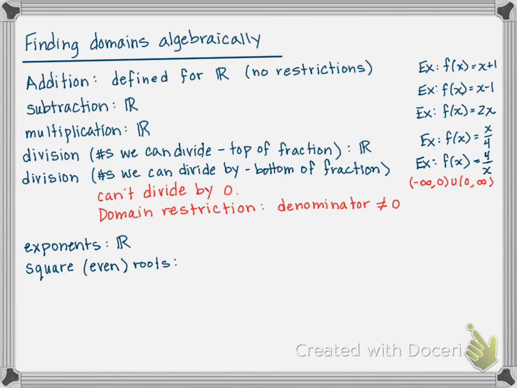Can I take the square root of 0? 0 times 0? Yeah, 0 times 0 is 0, so the square root of 0 is 0. I just said 0. But, can I take the square root of a positive? Sure. So we can't take the square root of a negative.